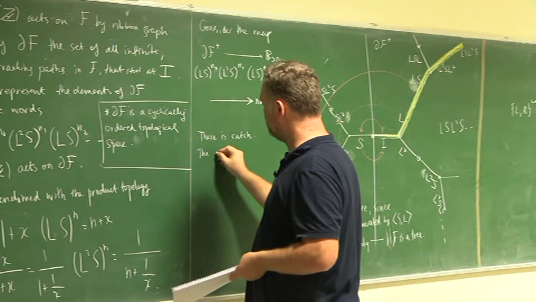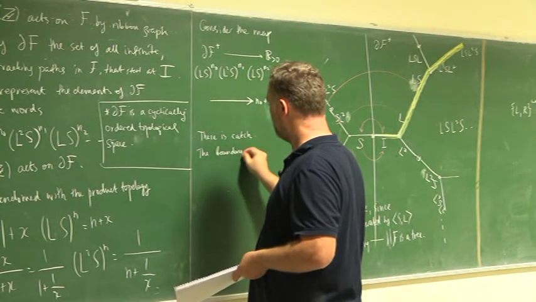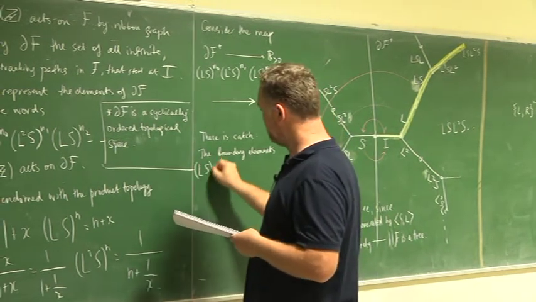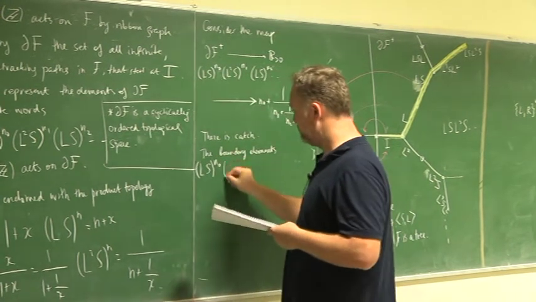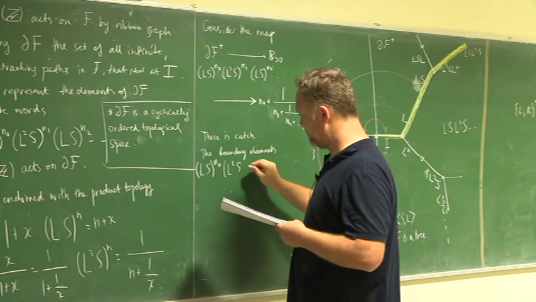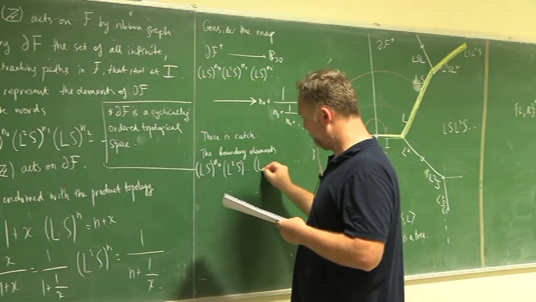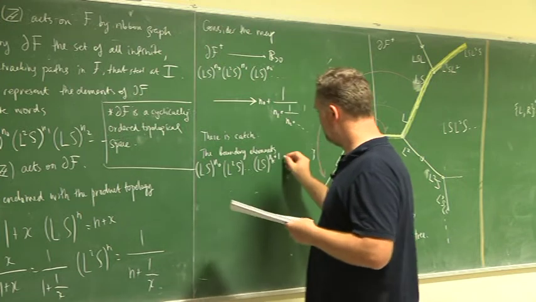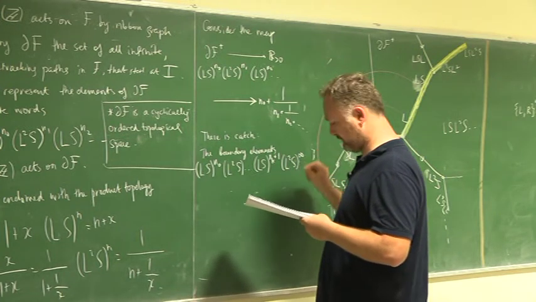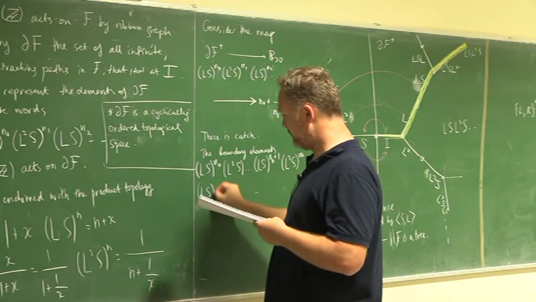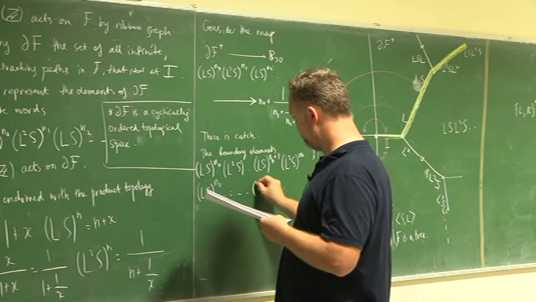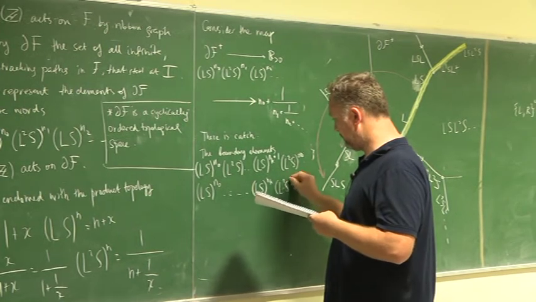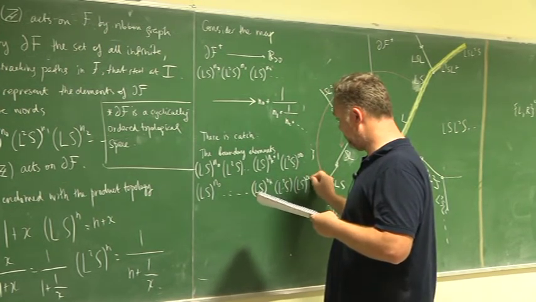The boundary elements L to the power n0, L squared s, etc. until Ls to the power nk plus 1, and L squared to the power infinity, and Ls to the power n0, Ls to the power nk, L squared s, Ls to the power infinity.